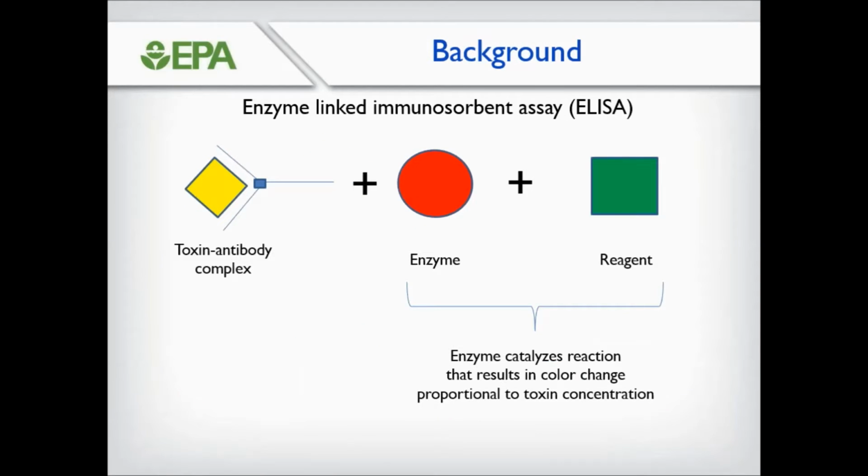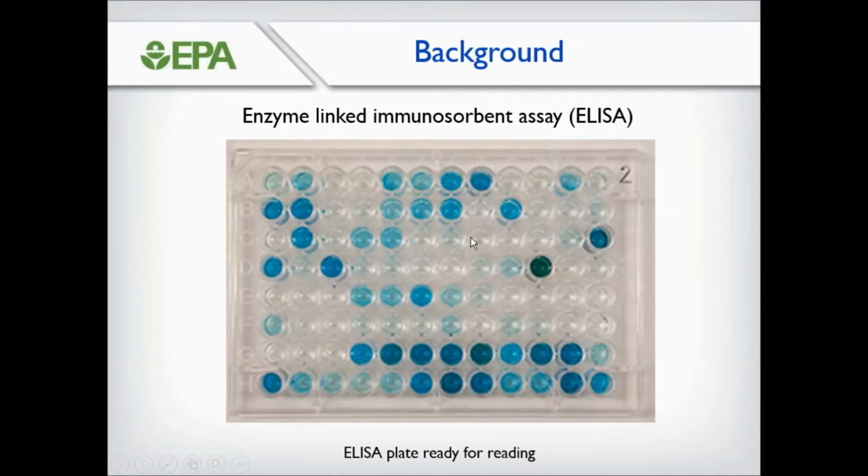Then moving on, that toxin antibody complex, which has been conjugated to an enzyme, is then exposed to a reagent, and the enzyme catalyzes a reaction that results in a color change that is proportional to the toxin concentration. And that's where we get the concept of the enzyme-linked immunosorbent assay. And that color change is all taken care of in a 96-well plate. And then that plate is read in a commercially available plate reader in the lab, and that color change, which is proportional to the toxin concentration, is compared against the calibration curve. And from there, you can back out an estimate of toxin concentration in your sample.